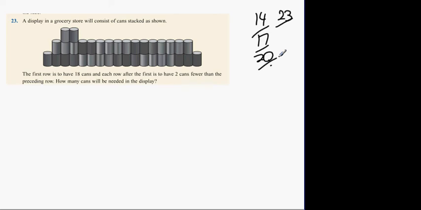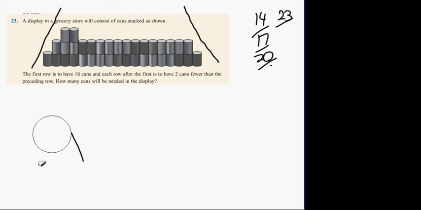Now, a display in the grocery store will consist of cans stacked as shown. The first row is to have 18 cans, and each row after the first is to have 2 cans fewer than the preceding row. How many cans will be needed in the display? So we're assuming it's going to go up in a big triangle, and then it's going to meet at the top, where the last possible row could be either a 1 or 2 can row. We don't know yet. Okay?